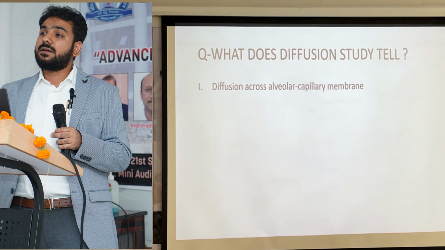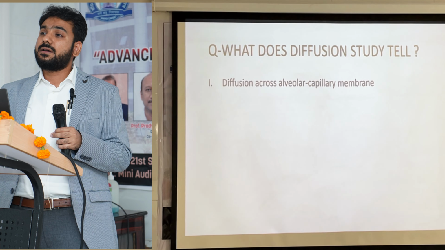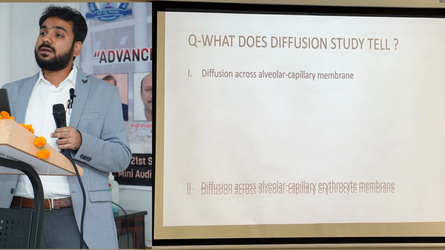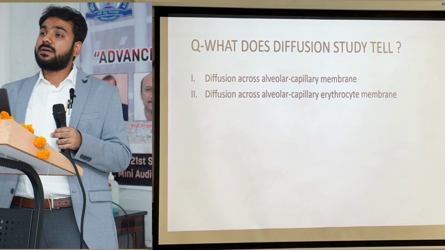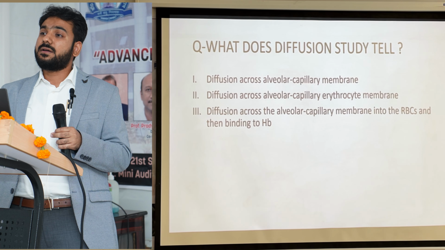You can just show me with your show of hands, how many of you think this is the thing that we are testing in this? That is the diffusion across the alveolar capillary membrane. Is it the only thing that we are testing? Or the second is diffusion across the alveolar capillary erythrocyte membrane, that the CO has to enter inside the erythrocyte. Is this what we are testing? How many of you think this is what we are testing? Or the final option is diffusion across the alveolar capillary membrane into the erythrocyte and then finally binding to the hemoglobin. This is what we are testing.